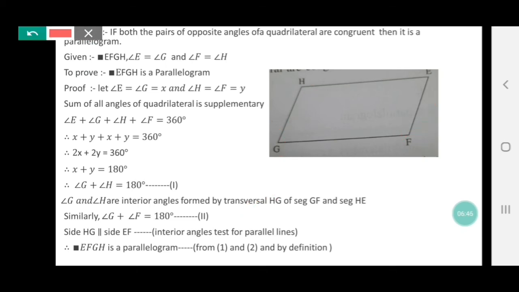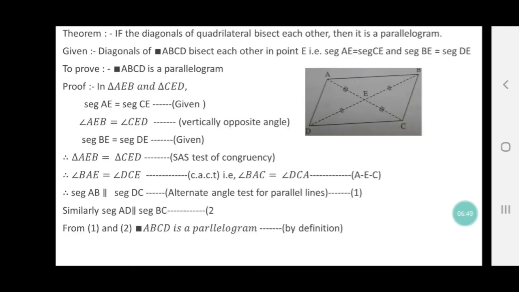Now we move on to the next theorem. In the next theorem, what is given to us? If the diagonals of a quadrilateral bisect each other, then it is a parallelogram, right? Given: diagonals of quadrilateral ABCD intersect each other at point E such that AE is equal to CE and BE is equal to DE. We have to prove that ABCD is a parallelogram.